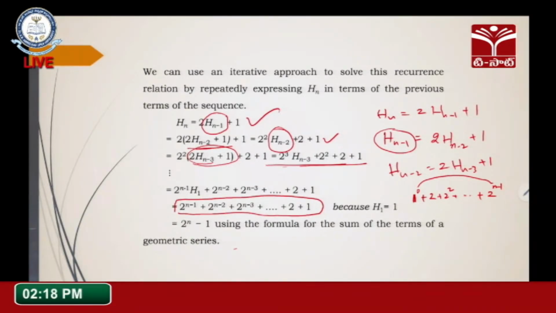Sum of n terms. And what is this series? Geometric series, isn't it? What is the common ratio? 2. The general formula for the sum of n terms in a geometric series is a times (r to the power of n minus 1) by (r minus 1). Clearly here the value of a is 1.